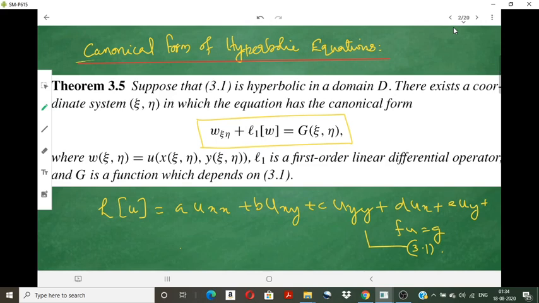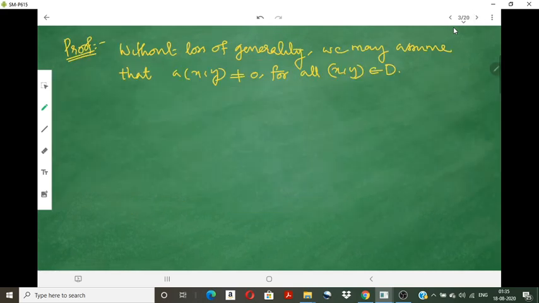So in the transformed equation, we have already proved in the lemma in the last lecture that the type of the equation remains unchanged when we transform the equation into another coordinate system by a non-singular transformation. So, using that, we can prove this. There exists some coordinate system theta and eta in which the given hyperbolic equation has a simpler form. That is, W theta eta plus L1 of W is equal to G of theta eta.